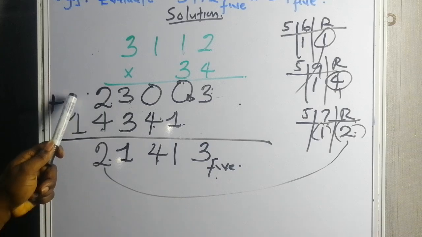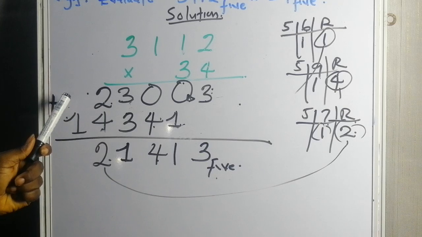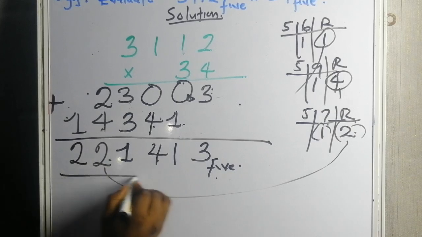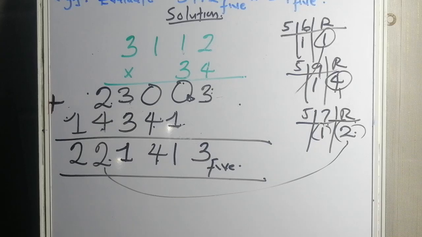This one is simply saying 1 plus 0. 0 is there, but you don't write it. 1 plus 0 is 1, plus the 1 that is coming from here is what? 2. So it means this answer is what? 2, 2, 1, 4, 1, 3 in what? In base 5. It means the answer is 221413 in base 5. It's as simple as that.